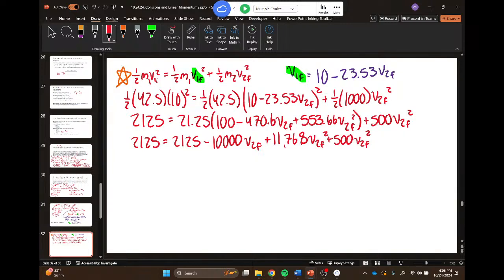At any point, if y'all feel like I make an algebra mistake, let me know. This is why you work in groups, because it's very unlikely that 2 people will make the same algebra mistake in the same spot. All right, so those cancel, subtract them over.